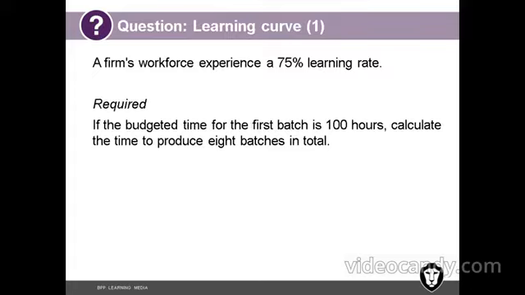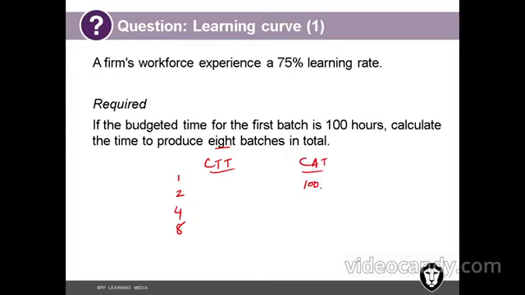Right, let's answer these questions. A firm's workforce experiences a 75% learning curve. If the budgeted time for the first batch is 100 hours, calculate the time to produce 8 batches in total. All right, 1 and 8, we can get it by doubling: 1, 2, 4, 8. Cumulative total time, cumulative average time.